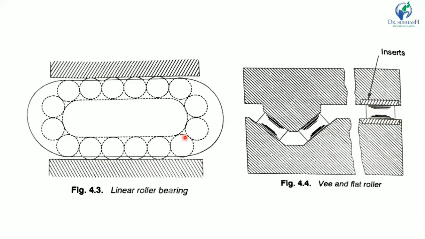Here you can see a V and flat roller arrangement, which can also be used to provide frictionless linear movement. V and flat roller.